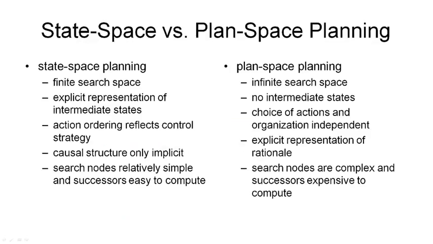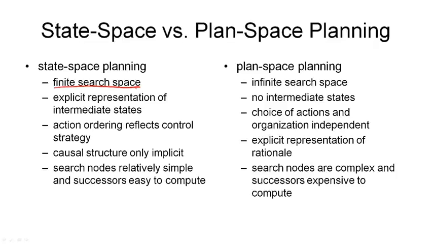Now, before we finish with plan space planning, here's a quick overview of how plan space planning compares to state space planning. Firstly, in state space planning, we are dealing with a finite search space. In each state, we only have a finite number of objects, we have a finite number of relations, which means there's a finite number of atoms that can relate the different objects to each other, and that means there's only a finite number of states that we have in our search space.